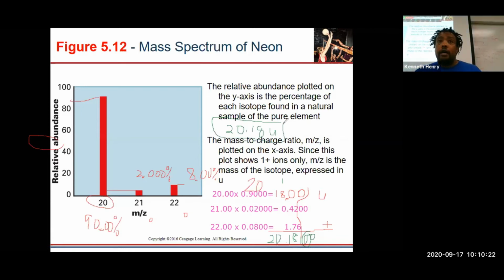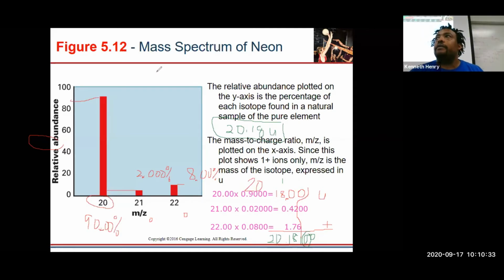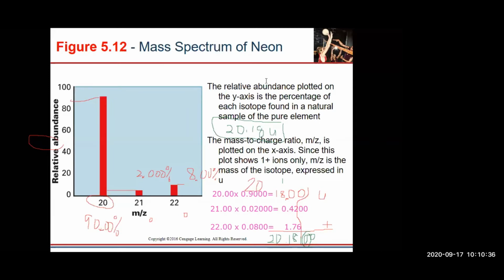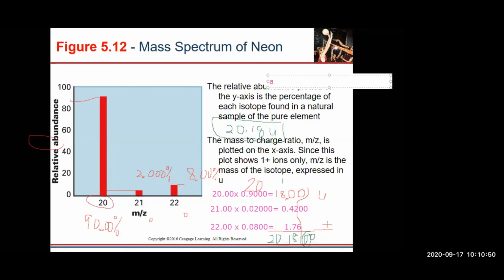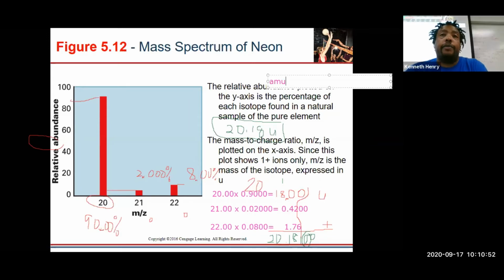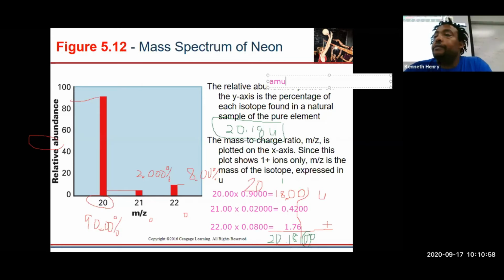Okay, so neon. Can you repeat what was acceptable? 20.18 units, or atomic mass units, AMU. Are they interchangeable? Yes. Units can be used if you're talking about a compound, but if you're talking about an atom, it's atomic mass units. What would be preferred on a test? I don't have a preference. I'll accept both of them. Okay, so AMU is fine, atomic mass units, or units is fine.